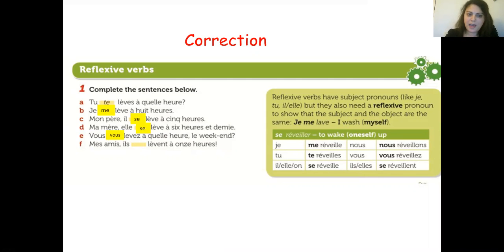Vous vous levez à quelle heure le week-end? At what time do you get up at the weekend? Mes amis, ils se lèvent à 11h. My friends, they get up at 11 o'clock. Okay.